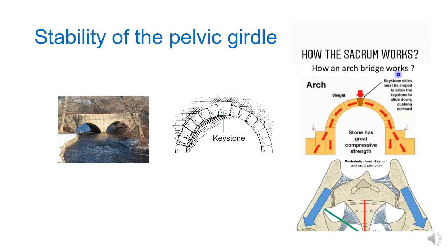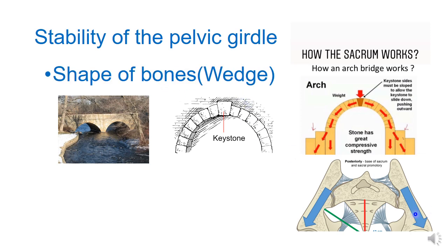The same is in our pelvis. This is the sacrum. After loading the sacrum, it will transfer the load to both iliac bones through the sacroiliac ligaments. To prevent the sacrum from falling apart from this position, we have the wedge shape of the sacrum, so the posterior part of the sacrum is wider than the anterior part to prevent the sacrum from falling.